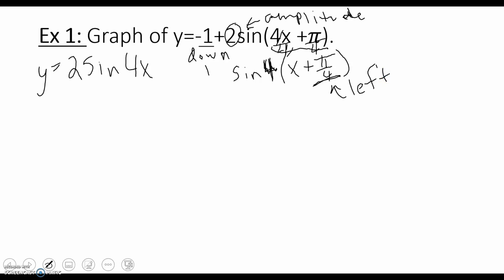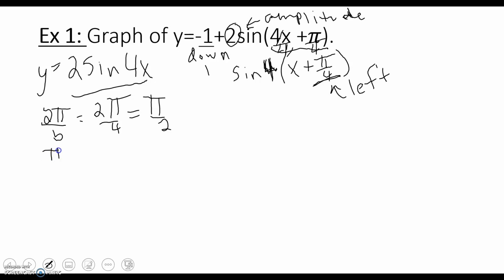And so let's graph this first. So remember, when we graph this, we have to find the new period. Our new period is 2 pi over b. Well, in this case, our b is 4. So that's 2 pi over 4, all righty? 2 pi over 4 reduces down to pi over 2. So that is our new period. And so now we take our new period and we break it into 4 parts. So remember, we will take our new period, pi over 2, and we will divide it by 4.